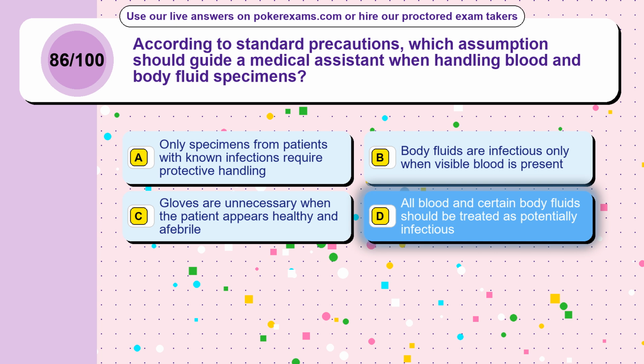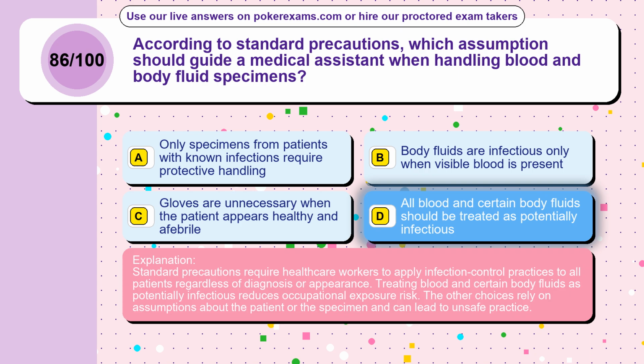The correct answer is option D. All blood and certain body fluids should be treated as potentially infectious. Standard precautions require healthcare workers to apply infection control practices to all patients regardless of diagnosis or appearance. Treating blood and certain body fluids as potentially infectious reduces occupational exposure risk. The other choices rely on assumptions about the patient or the specimen and can lead to unsafe practice.